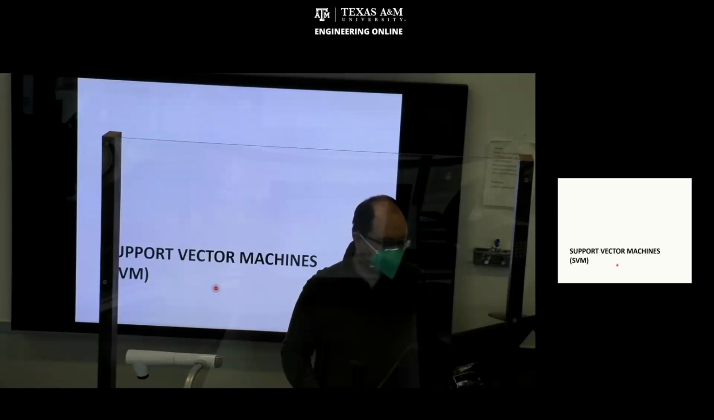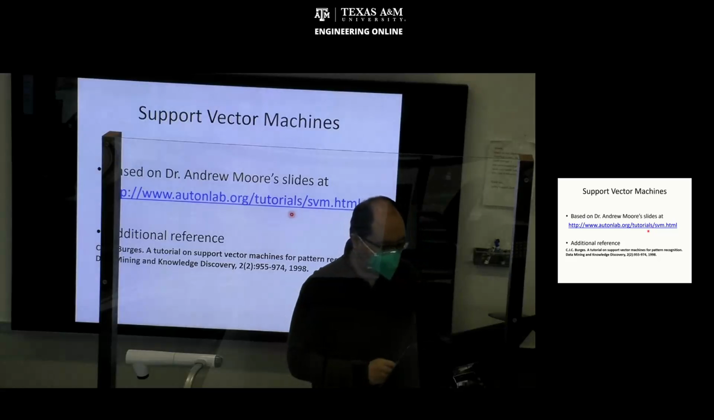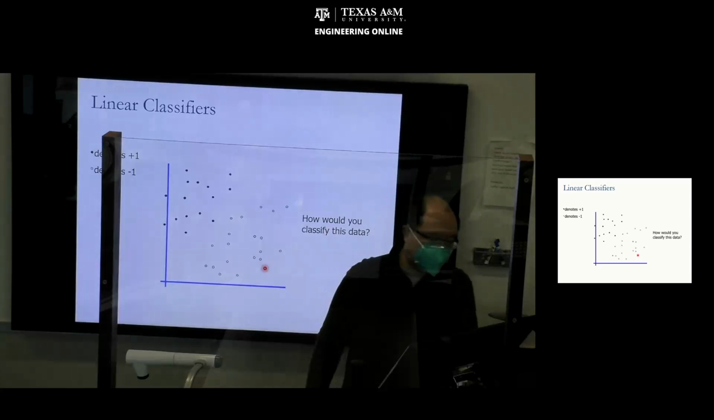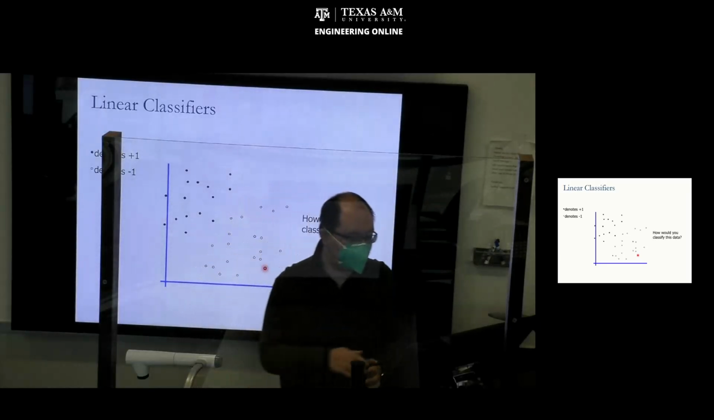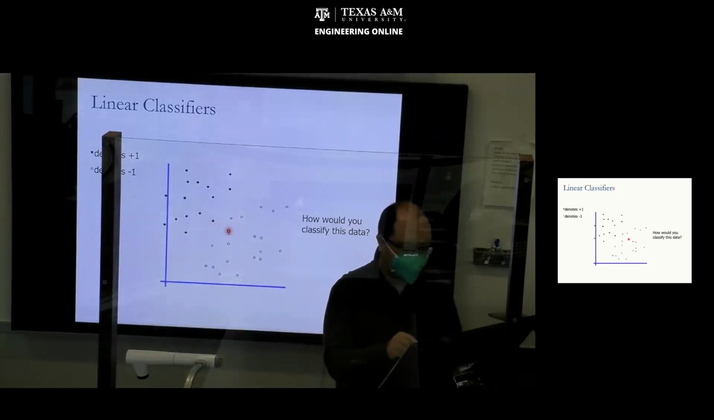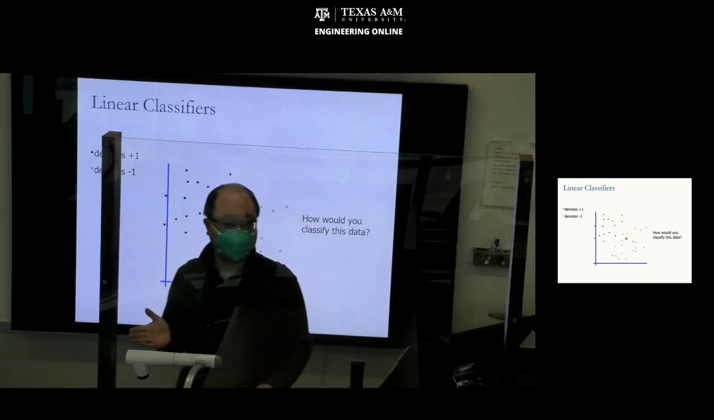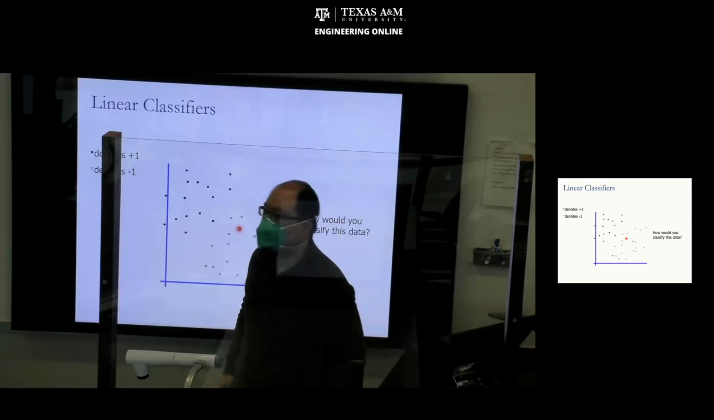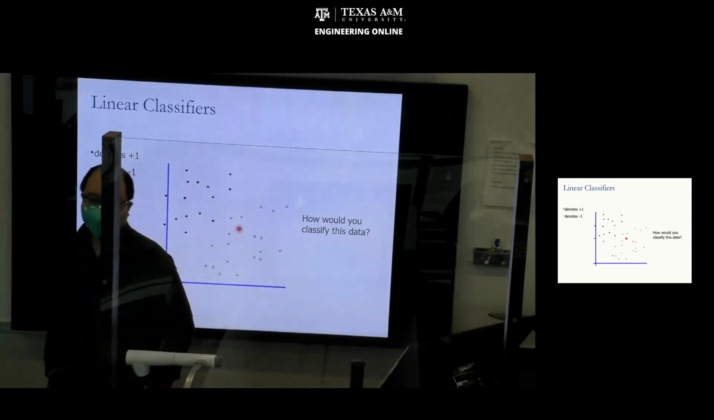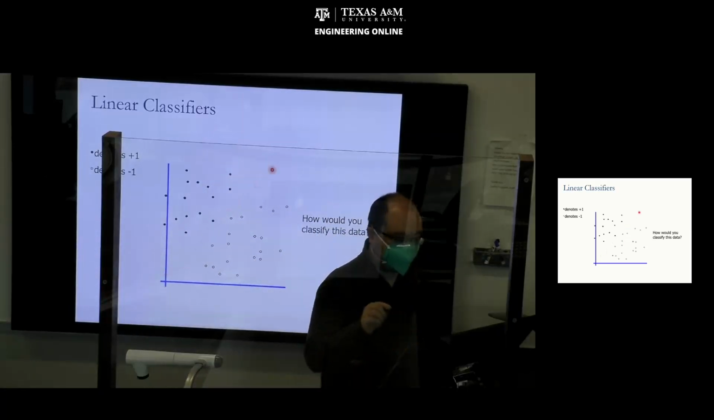What is the intuition of support vector machines? These are based on the slides that are available here, and there are additional references. For instance, we have a two-dimensional space. We have blue and white points. We want to use a linear classifier to separate them. So how would you separate them? And then how would you tell computers to find a linear classifier? If it's linear in the two-dimensional space, it's just a line, right?